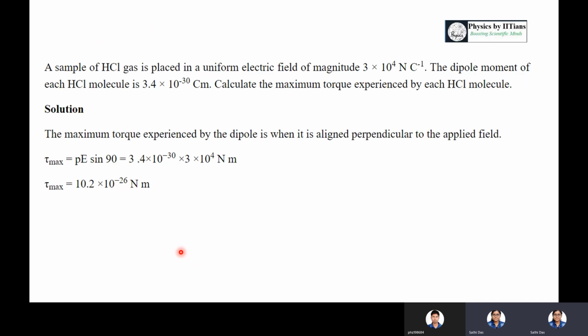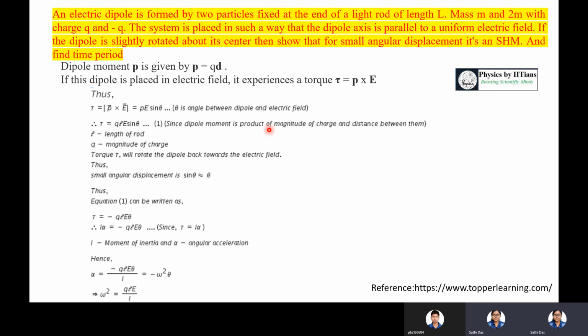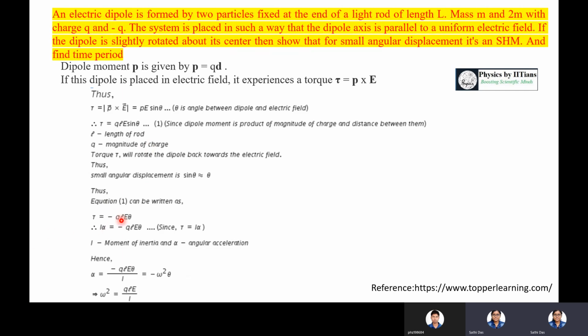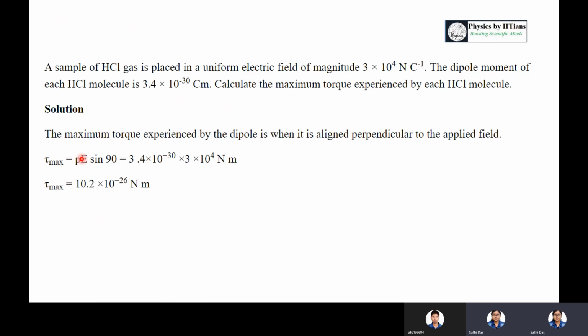Okay. So next question. I think you understand that first you find out the torque and then you get the equation of motion. In the equation of motion, you just have to take the value of sine theta nearly equal to theta. That's all. You find out the torque value, then you get the omega value, and from omega you calculate T. And this is another question. This is a very simple question, and this is the last question of this lecture.